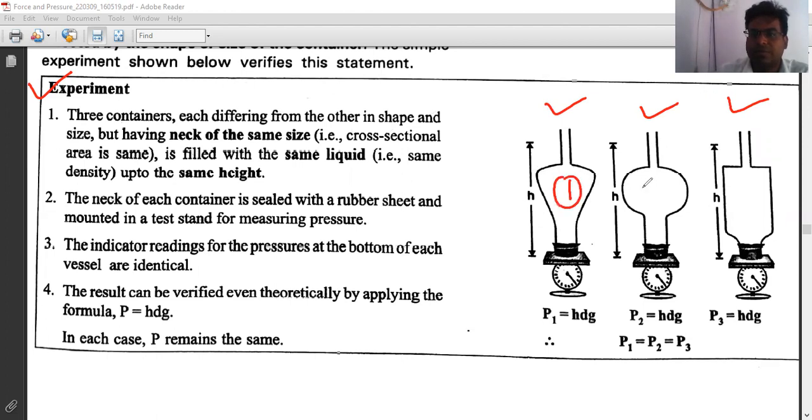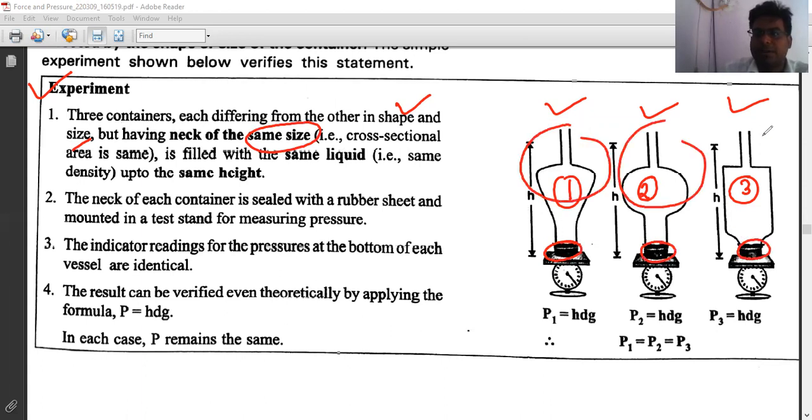So this one is different from the second one, and the second one is also different from the third one. So there are three containers, each differing from the others in shape and size, and having a neck of the same size. The neck is the same for each of the three containers, but the upper part is different. This part is different from each other, but the height is the same for all three. Each is filled with the same liquid to the same height.